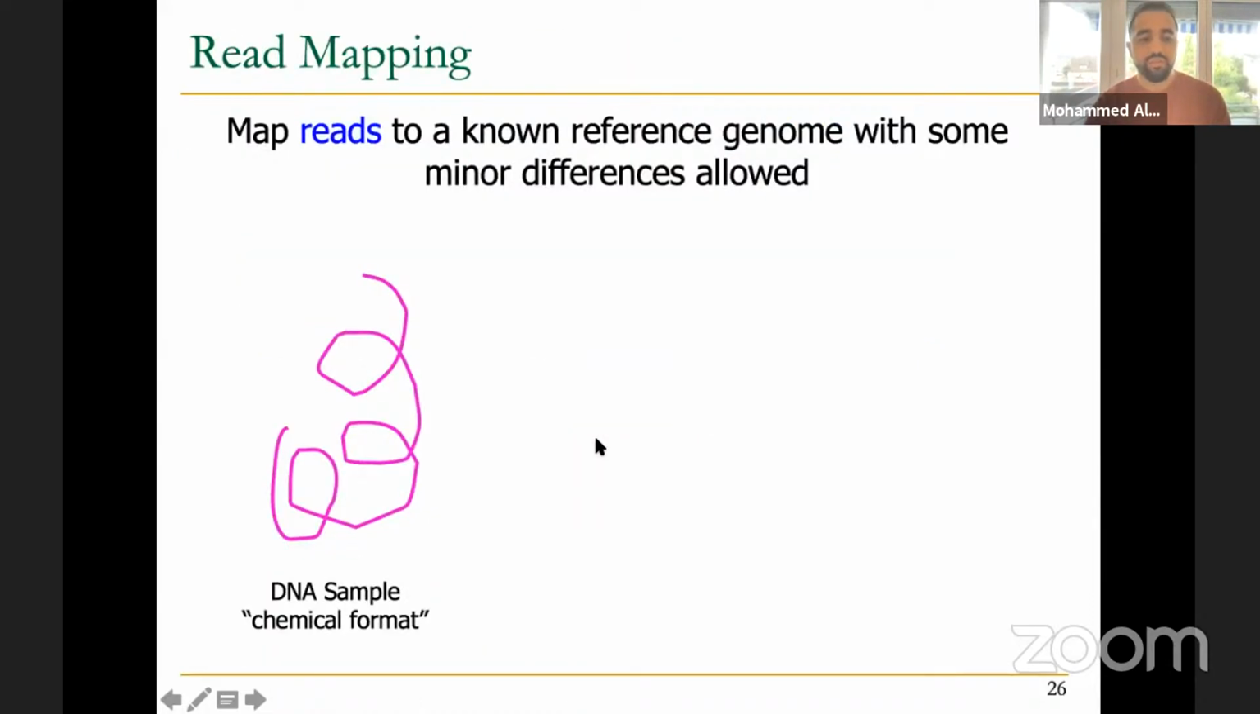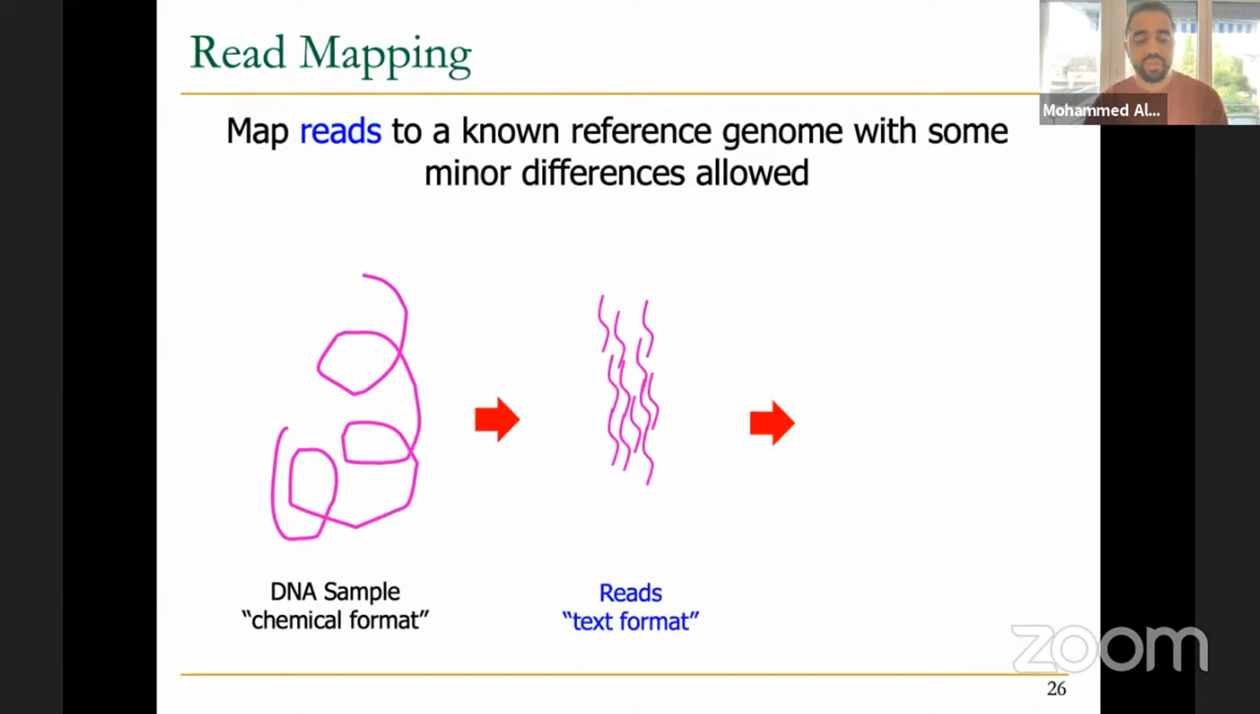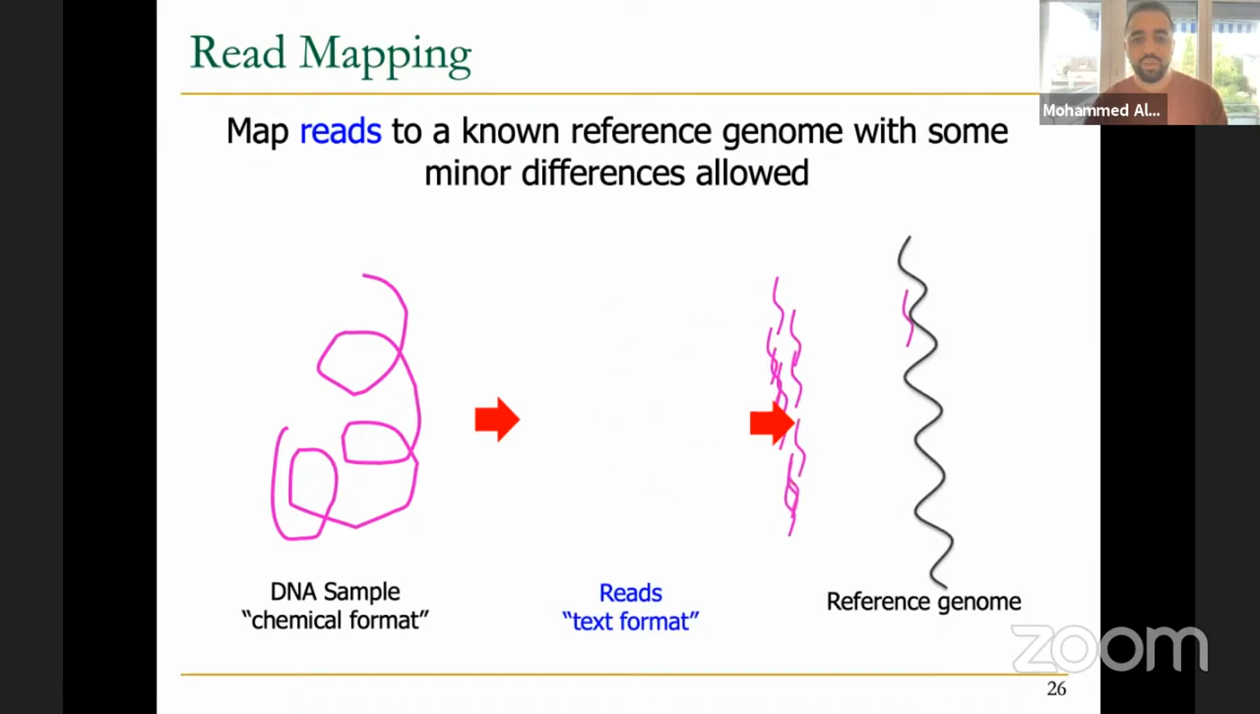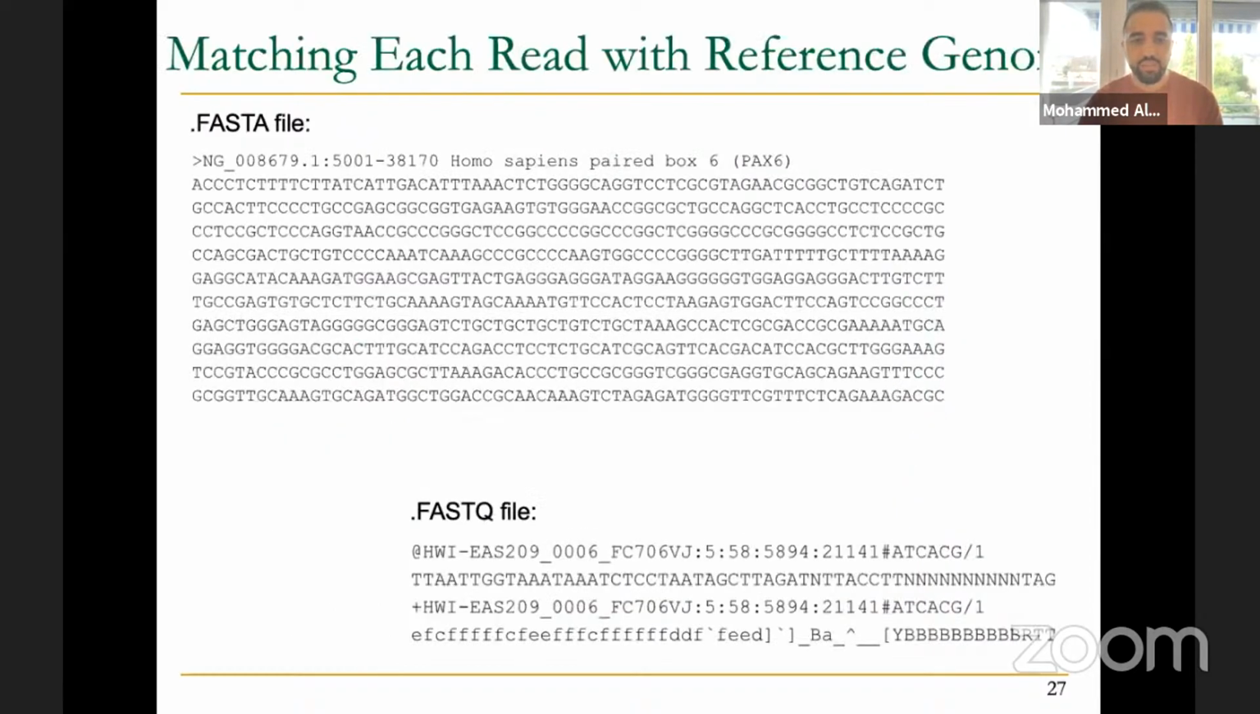Okay, so now we have the genetic material. We send it to the sequencing machine. We get reads, and we have the reference genome. So we take one read and try to align it to the reference genome, until we align all these pieces. We find the right position for each piece, and then we build your DNA back. So how do we do that in practice?